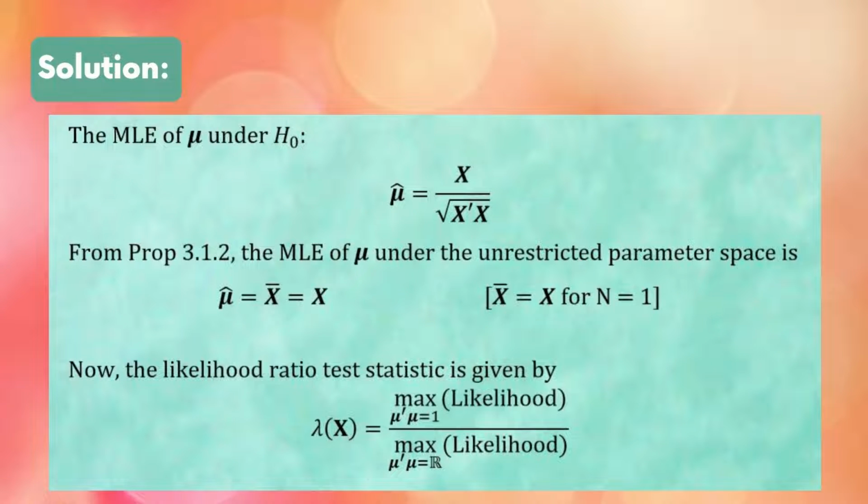Therefore, the MLE of mu under H null is x over square root of x prime x, and from proposition 3.1.2, the MLE of mu under the unrestricted parameter space is x bar. However, for sample size n equals 1, x bar equals x, so mu hat equals the vector x, and the likelihood ratio test statistic is given by the maximum of the likelihood function under H null mu prime mu equals 1 over the maximum of the likelihood function under the unrestricted parameter space.